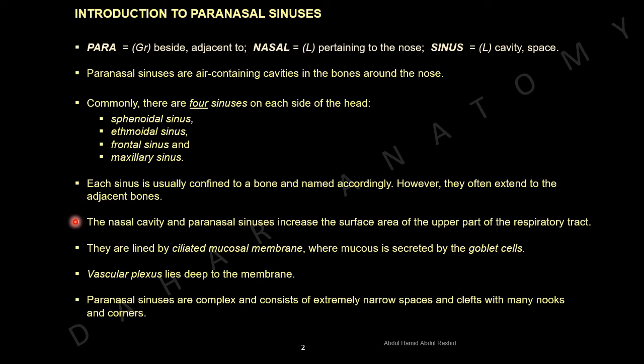The nasal cavity and paranasal sinuses increase the surface area of the upper part of the respiratory tract. They are lined by ciliated mucosal membrane, where mucus is secreted by the goblet cells. Vascular plexus lies deep to the membrane. Paranasal sinuses are complex and consist of extremely narrow spaces and clefts with many nooks and corners.